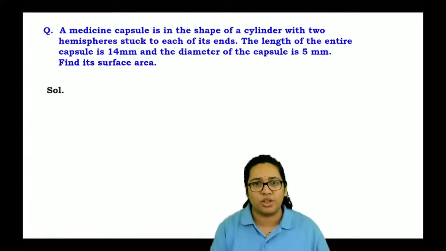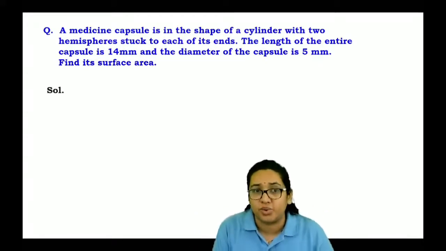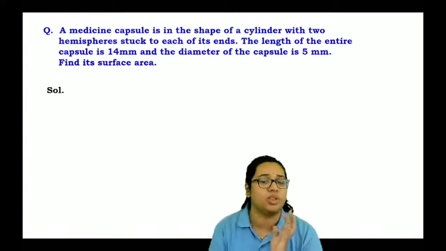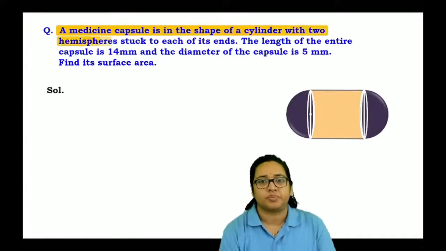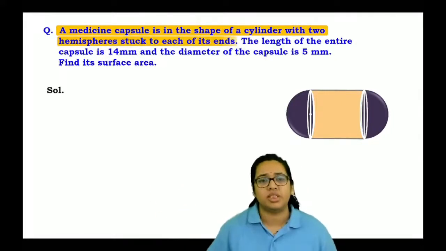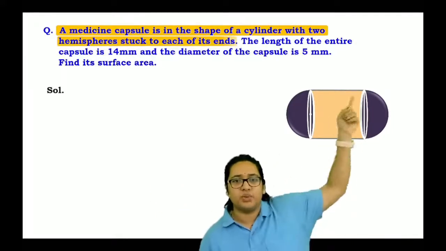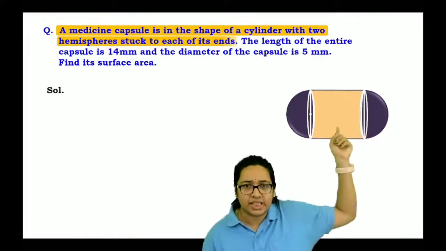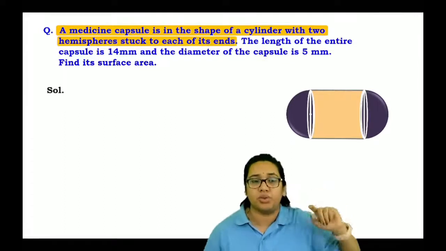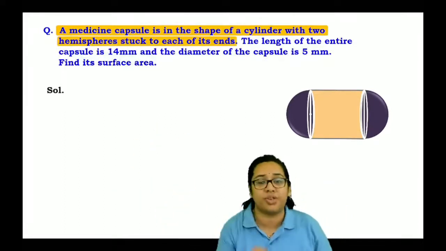Medicine capsule, clear. The length of the entire capsule is given as 40 mm and the diameter of the capsule is 5 millimeter. So the whole medicine capsule will look like this. There will be a cylinder and two hemispheres. So we have to find out what will be the surface area.